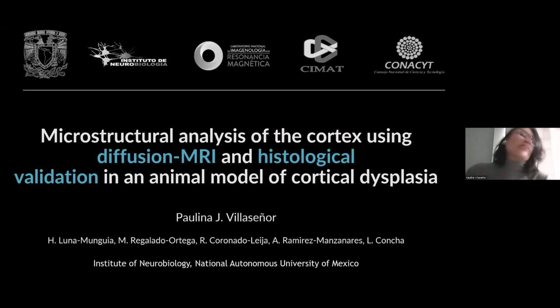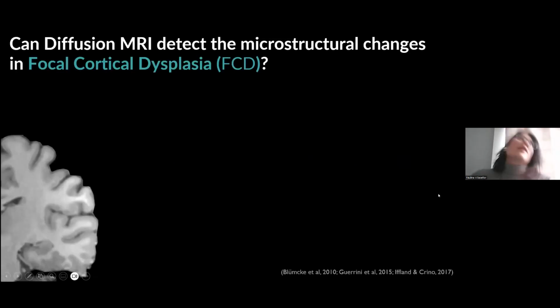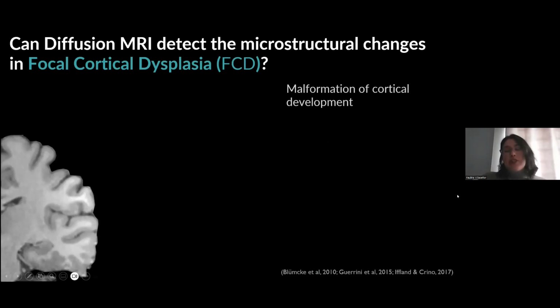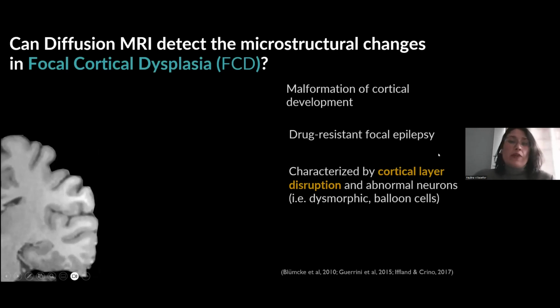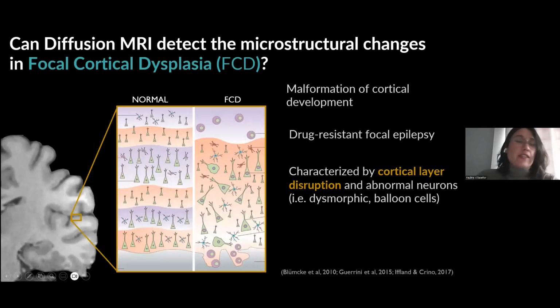My name is Paulina Villaseñor, and today I'm going to talk about the microstructural changes in the cortex using diffusion-MRI and histology in our animal model of cortical dysplasia. So I would like to start with a research question: can diffusion-MRI detect the microstructural changes in focal cortical dysplasia? So far, we know that FCD is a malformation of cortical development that causes drug-resistant focal epilepsy and is characterized by cortical disruption and abnormal neurons, as I show you here in this representation. On your left-hand side, you see a normal cortex, and on the other side, you see what FCD looks like.